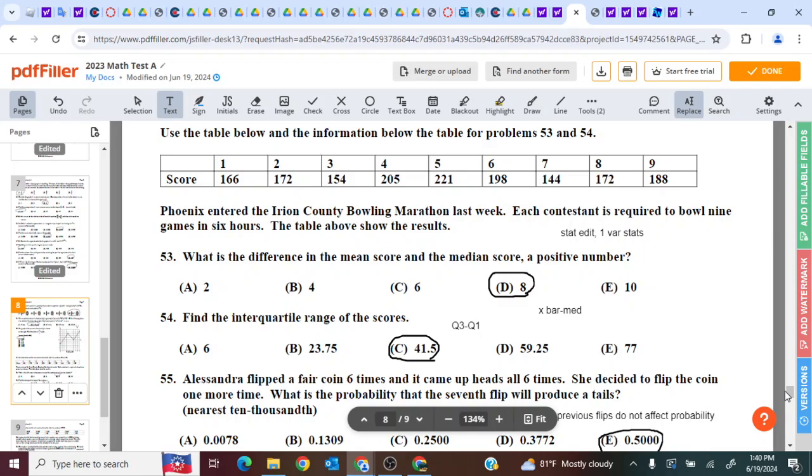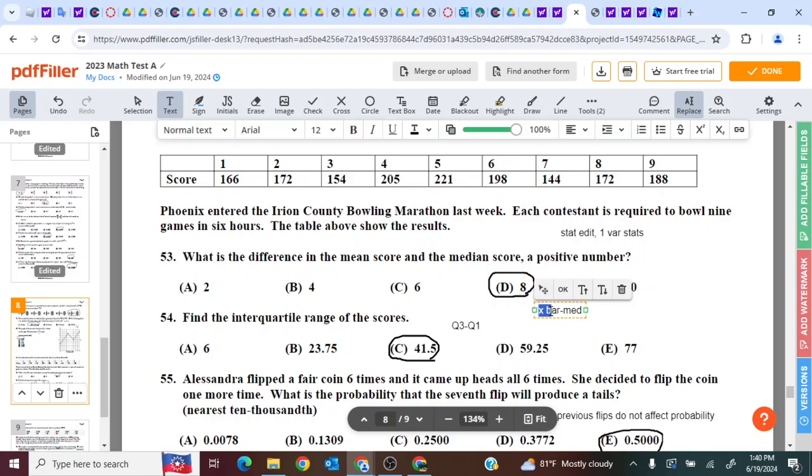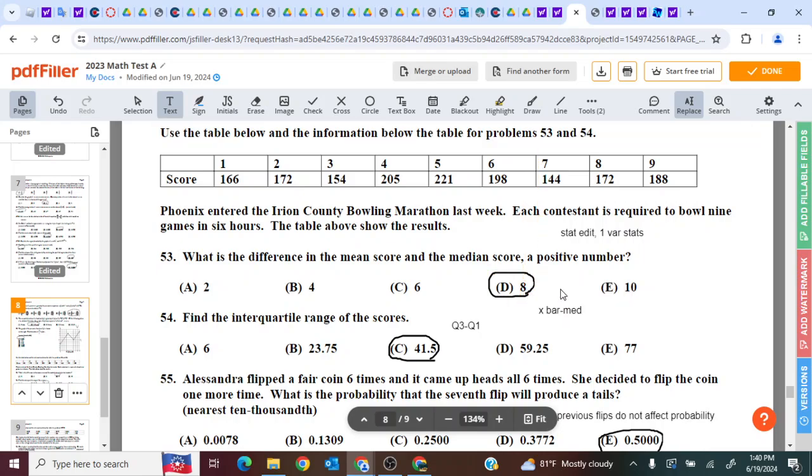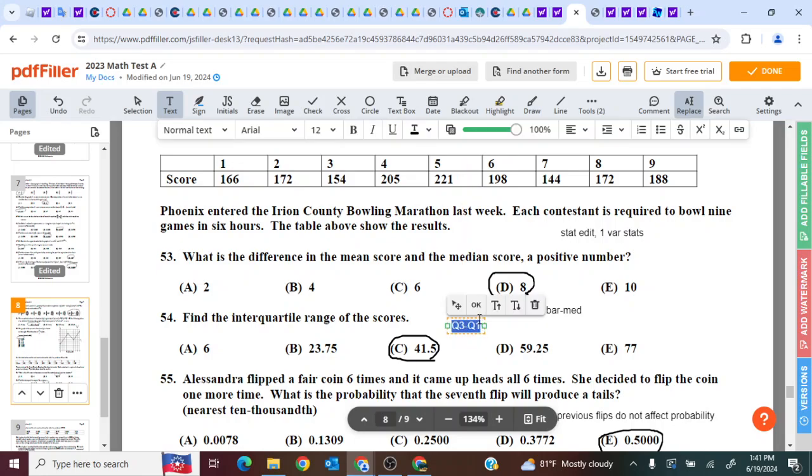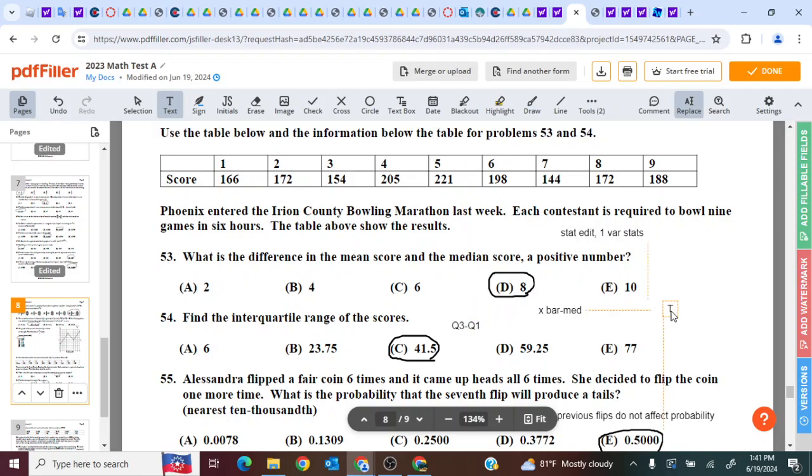Okay, Phoenix enters the iron country bowling marathon last week. Each contestant is required to bowl 9 games, 6 hours. Table showed the result. Go to Stat Edit, put all these values into L1, and then do one variable stats. Difference between mean and median, well, that's the X bar value minus med if you scroll down. And the interquartile range is the third quadrant minus the first quadrant. And that tells you how to do that.